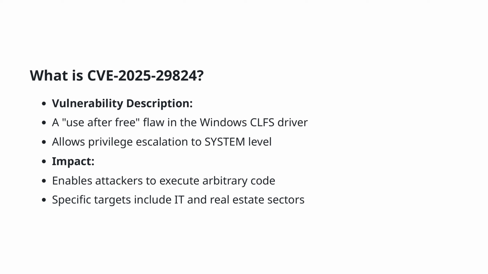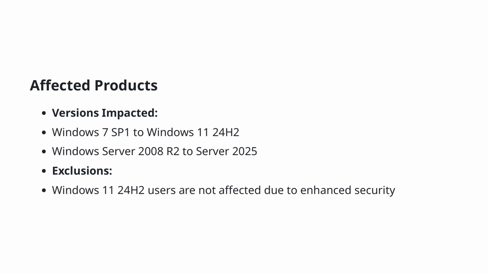Understanding the mechanism and potential consequences of such a vulnerability is essential for devising appropriate defenses and maintaining the integrity of affected systems. Let's focus on the affected products by the CVE-2025-29824 vulnerability. This flaw impacts a range of Windows operating systems, from Windows 7 SP1 through to Windows 11 24H2, and also includes Windows Server versions 2008 R2 up to Server 2025.